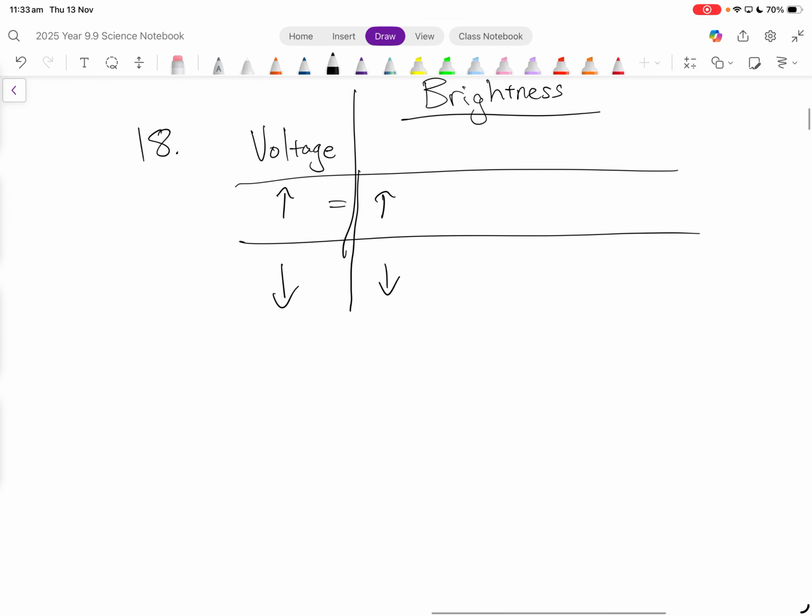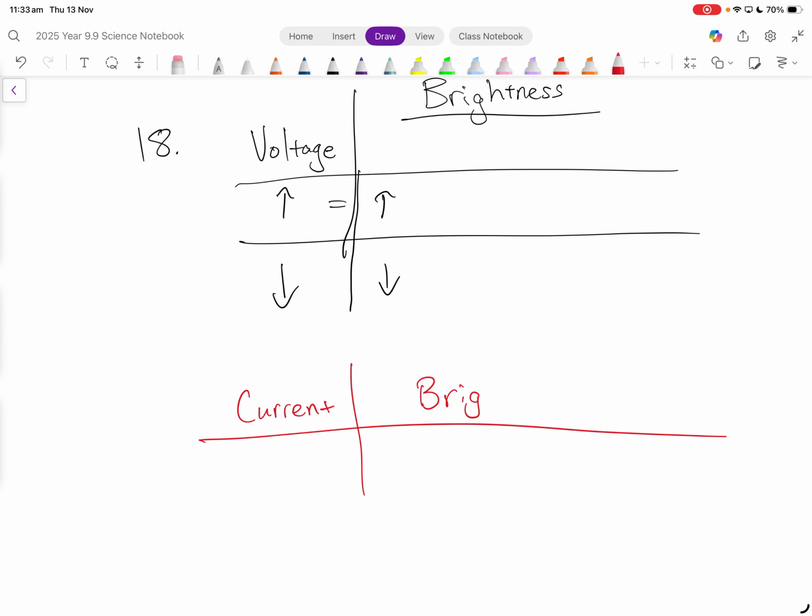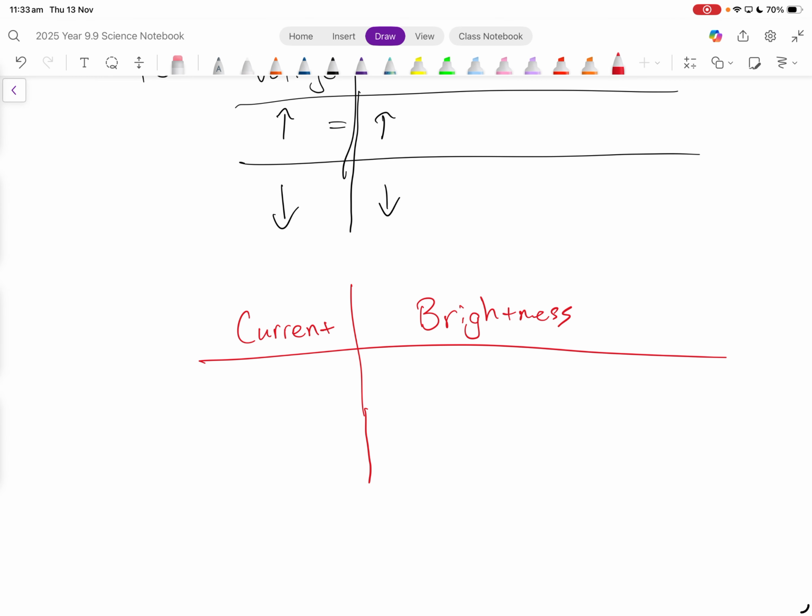Now let's have a think about current as well. So if I have current and I have brightness. If I increase the current going through a circuit, so increase capital I, what happens to the brightness throughout a circuit? Increase. And if I decrease the current flowing through a circuit, it will?